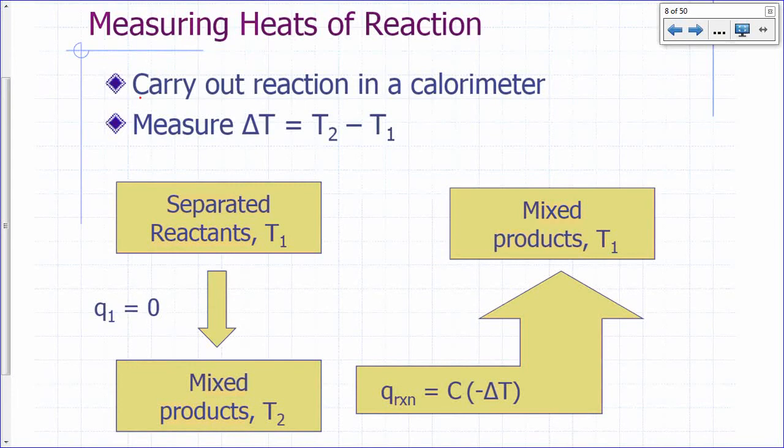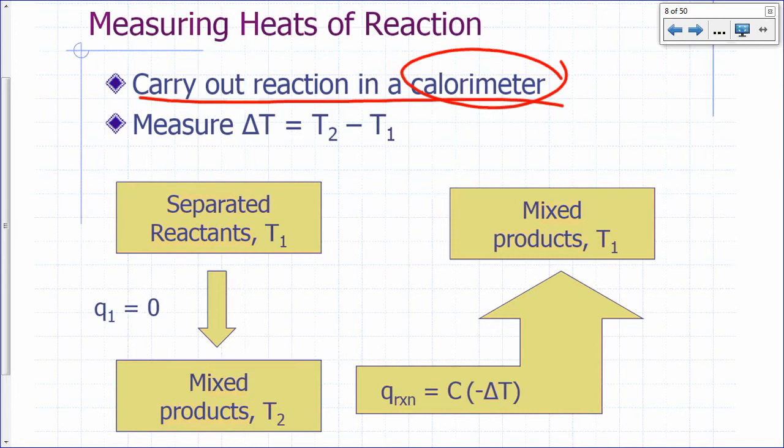To measure heats of reaction, you carry out your reaction in an enclosed, insulated container called a calorimeter. What you do is mix your reactants and measure the temperature difference, the change in temperature, T final minus T initial.